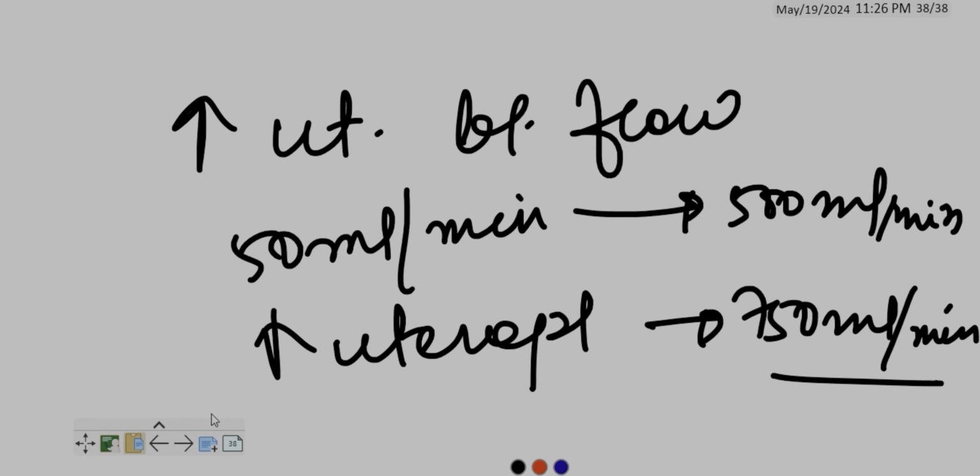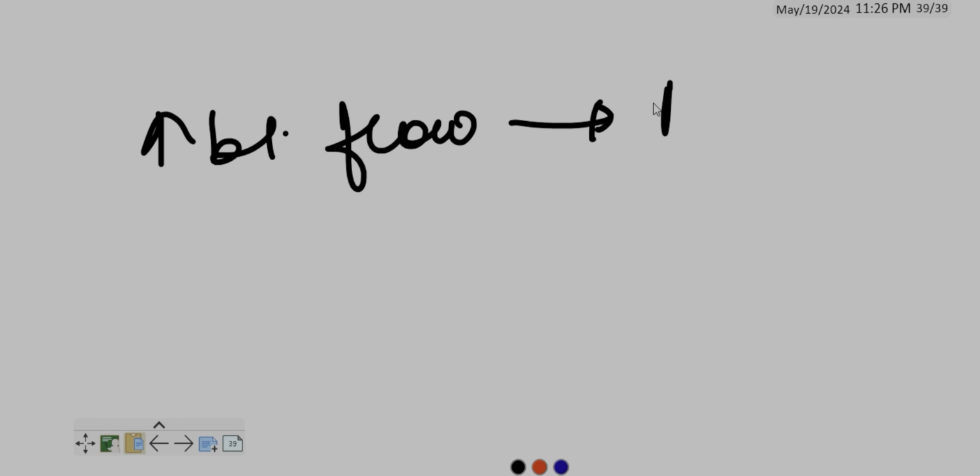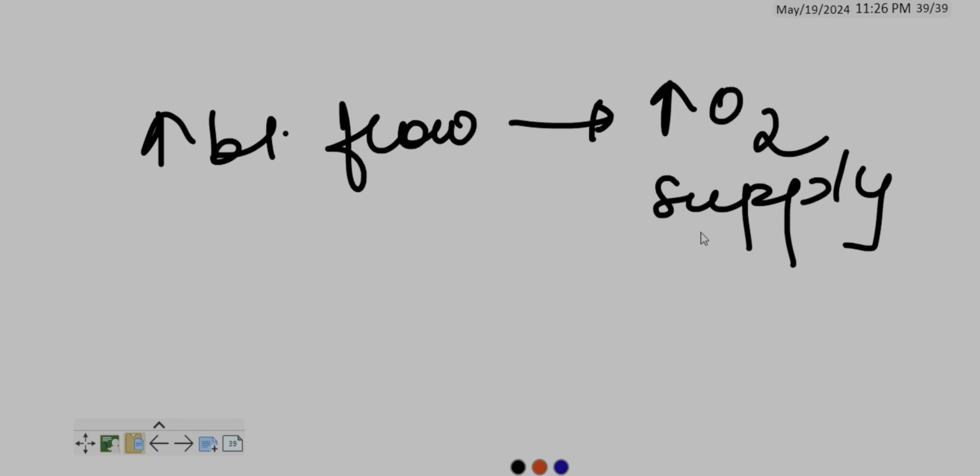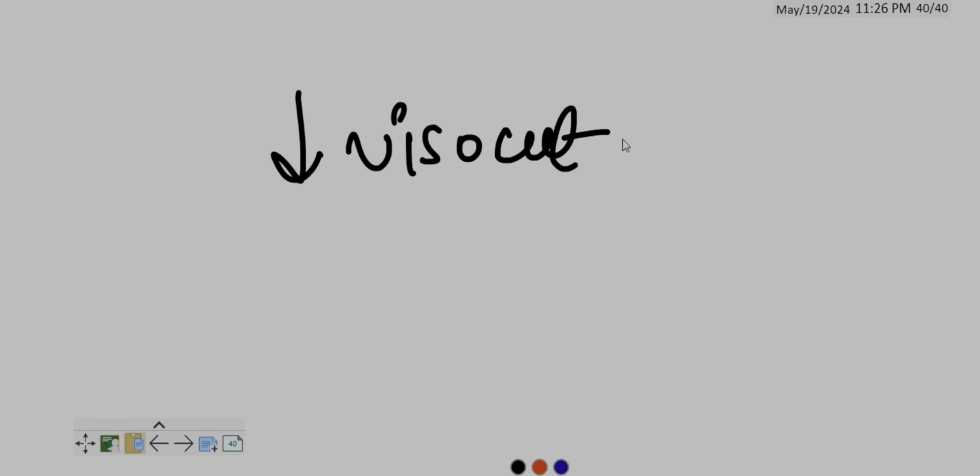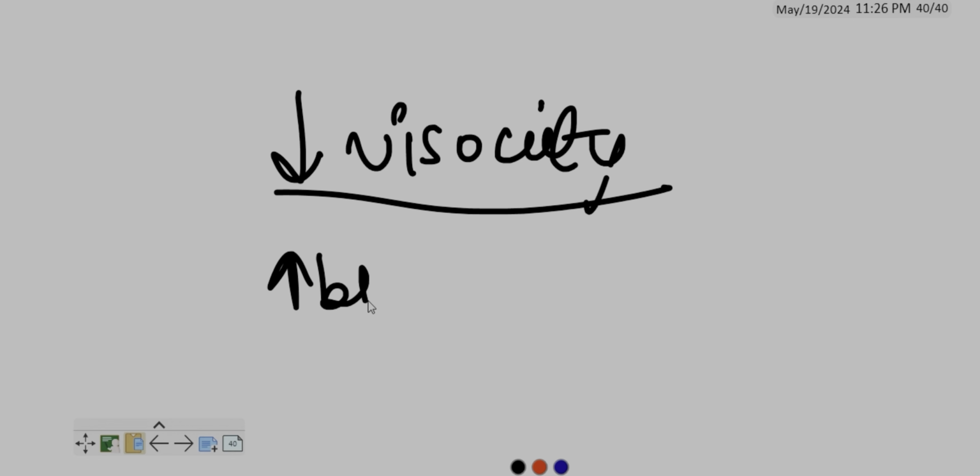Next, we'll understand that when there is increase in the blood supply, there will be increase in the oxygen supply to the fetus. In order to increase the blood flow, there should be decrease in the blood viscosity, to enhance the increased blood flow to the fetus. So there is decrease in the viscosity, and there are various increases in the blood volumes.